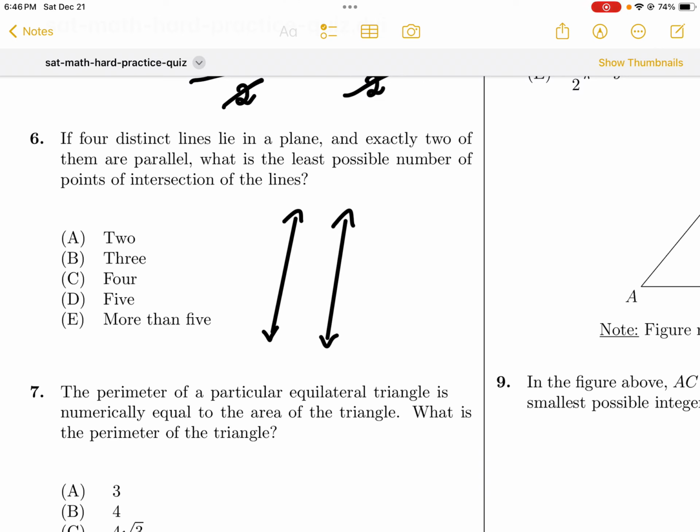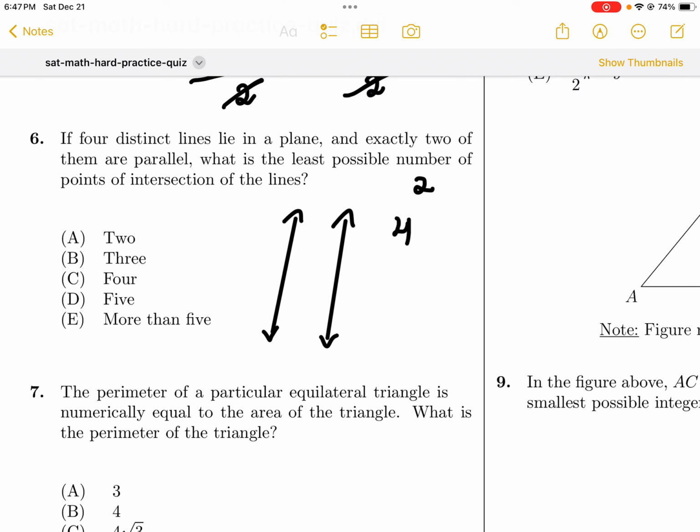So if we're given just one more line, we can cut it down to 2 intersections because these lines are parallel. Now if we're given 2 more lines of intersections, now each line will intersect both of the parallel lines twice. So that's 4 intersections. But we want to minimize it, right?